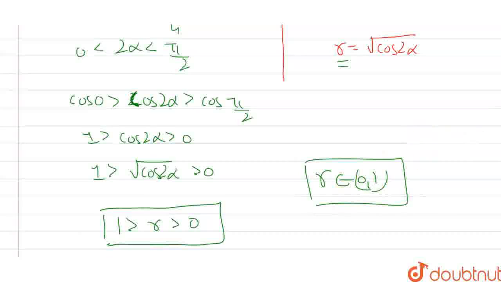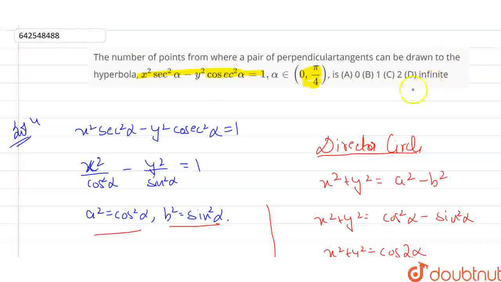It means that my director circle exists, and if the director circle exists, an infinite number of perpendicular tangents can be drawn to the hyperbola. So my correct option should be option number D.